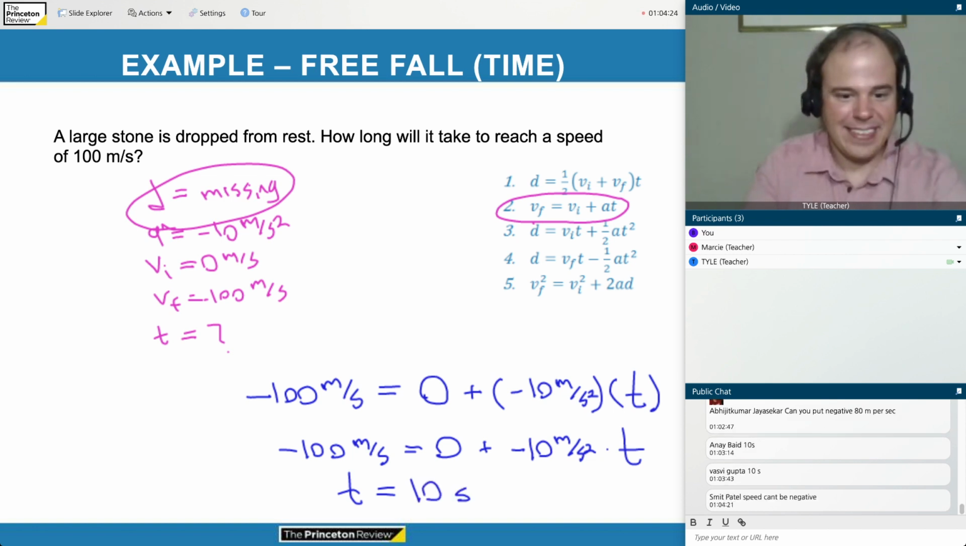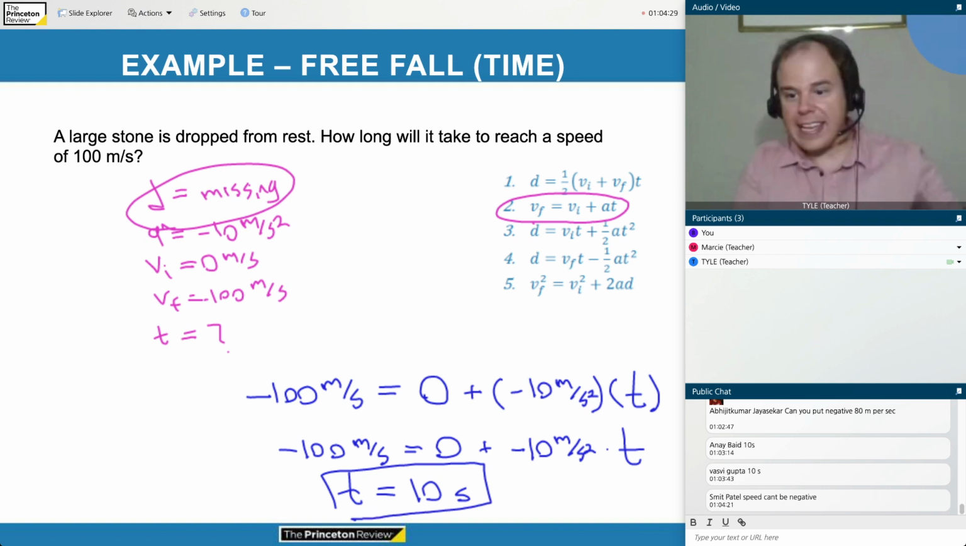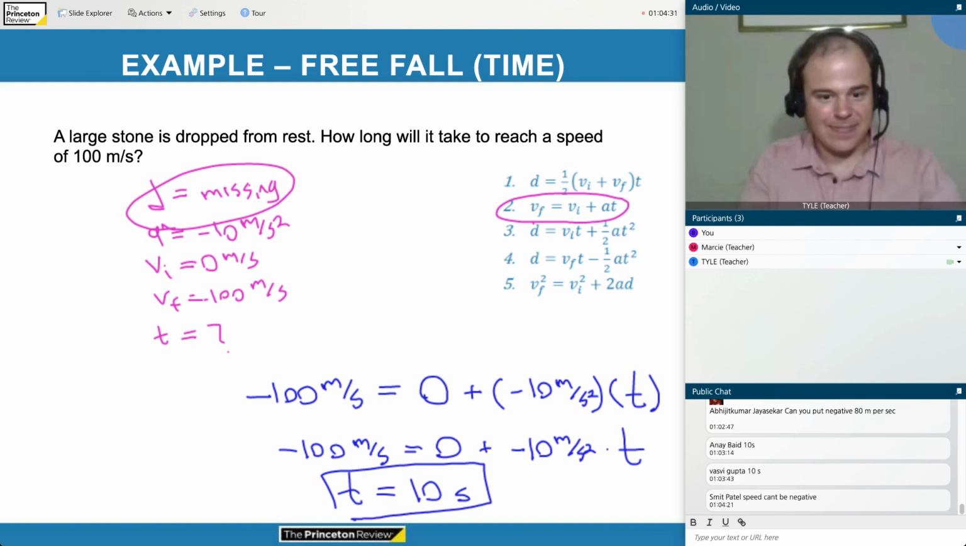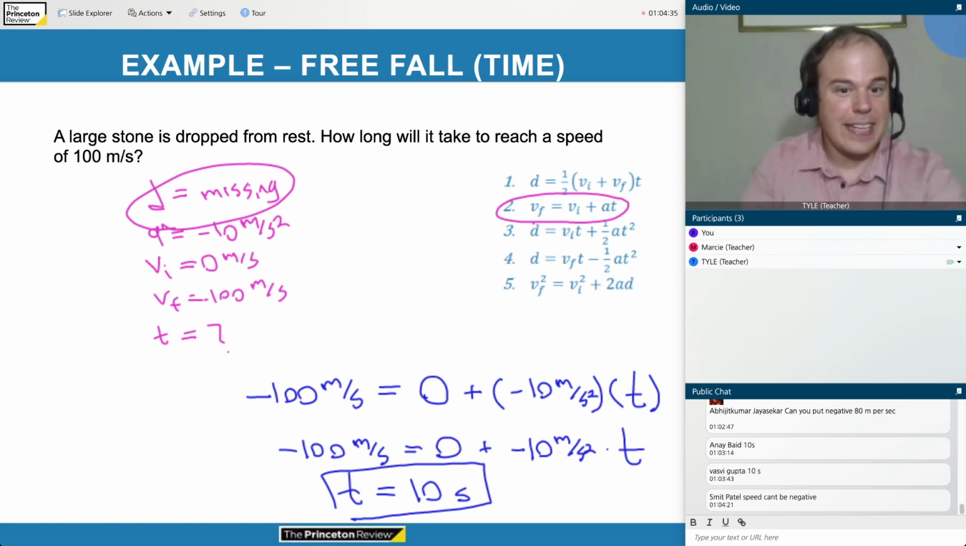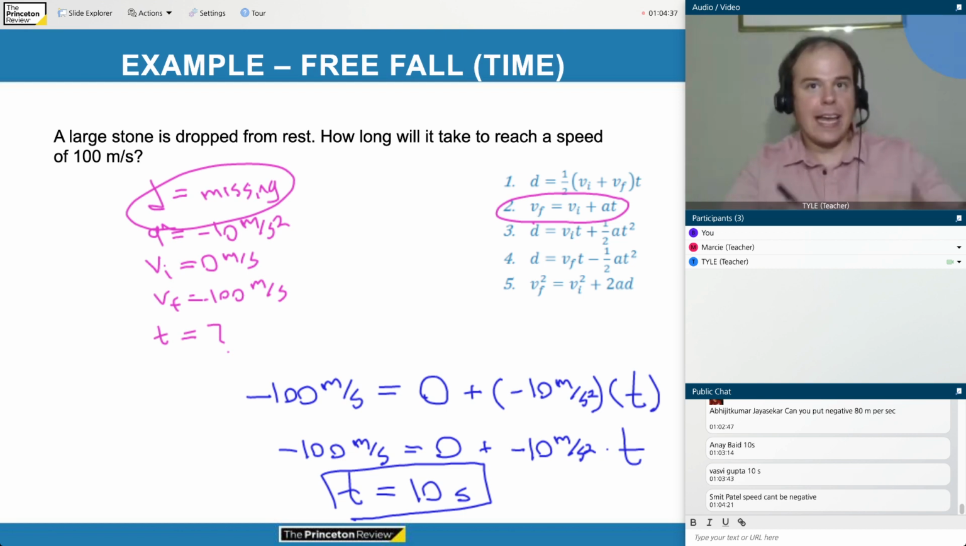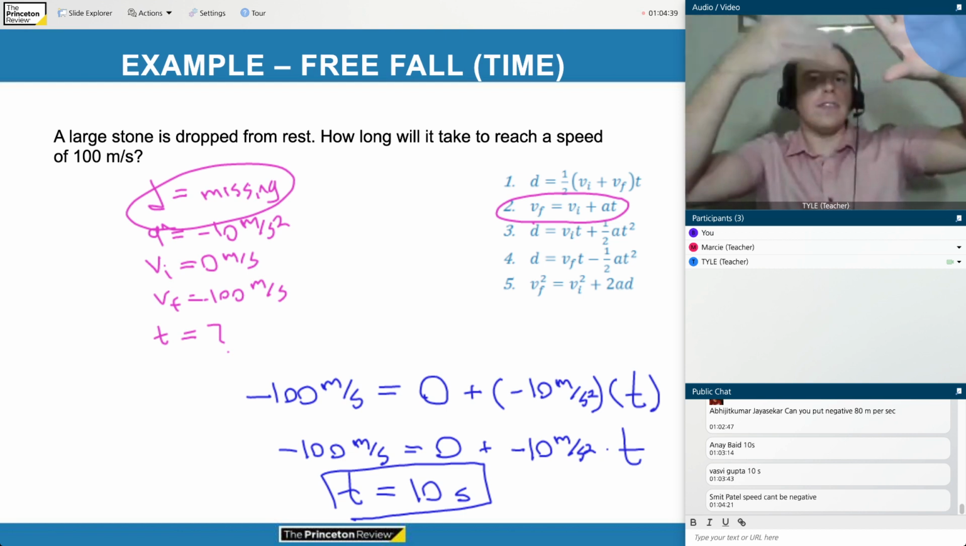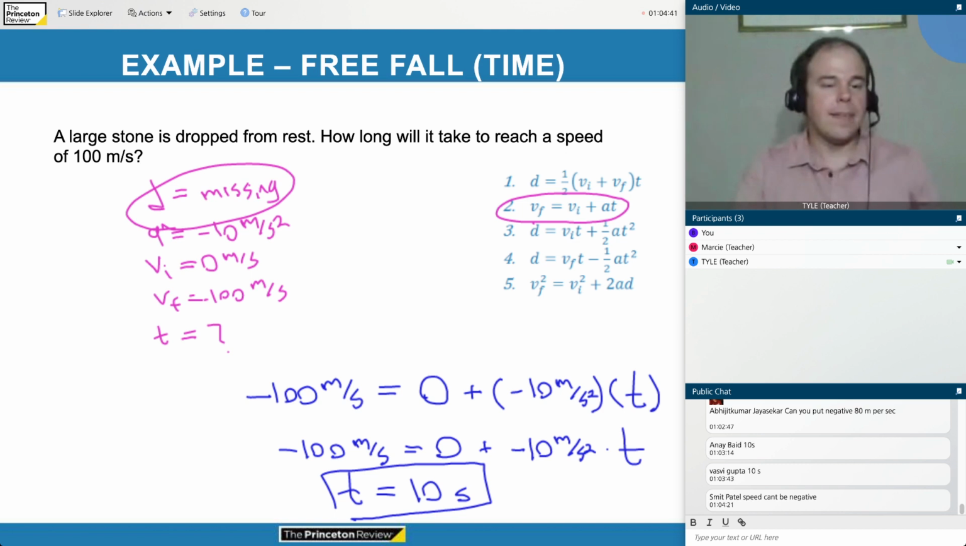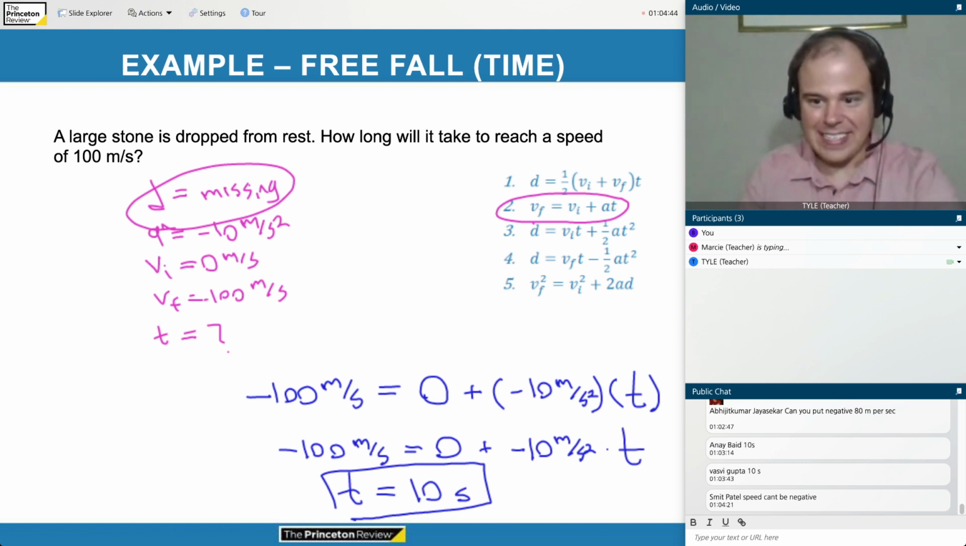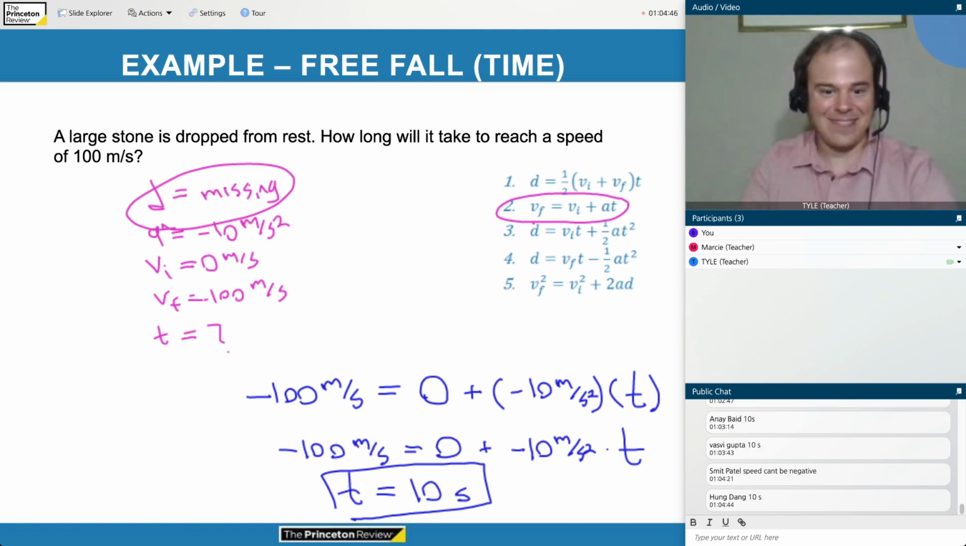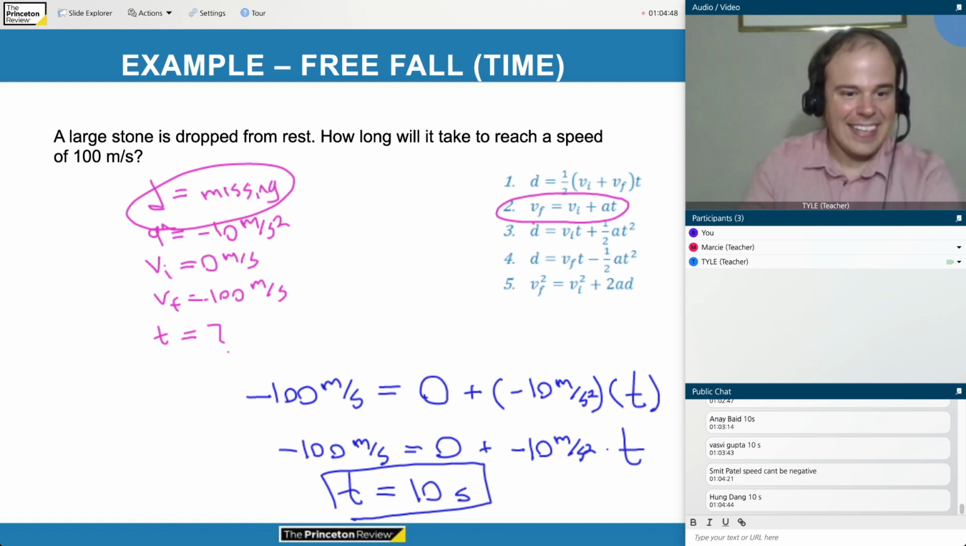All right, which I got by dividing both sides by -10 meters per second squared. All right, so it would take 10 seconds, which makes sense because every 10 seconds that go by, the velocity increases by 10 meters per second. It's 10 meters per second each second. All right, fantastic.